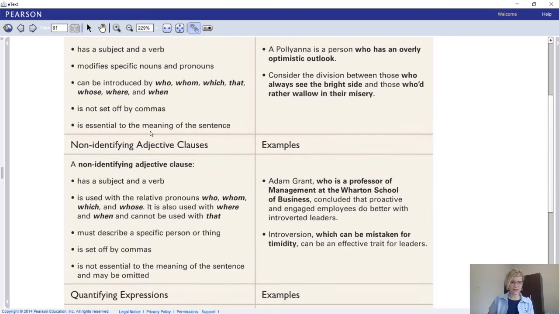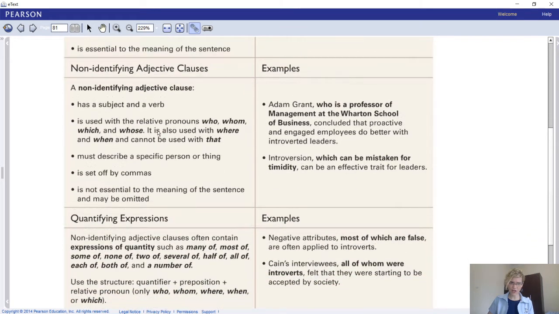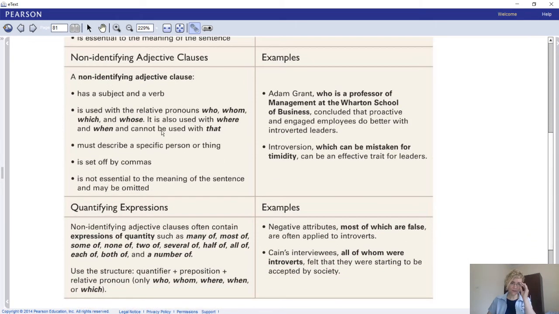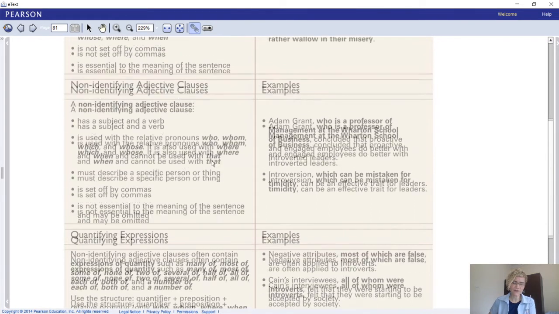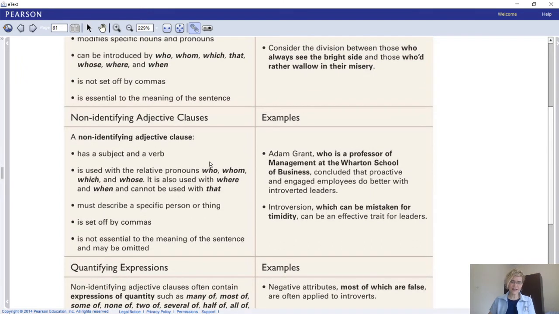Now we're looking at a non-identifying adjective clause. It also has a subject and a verb, and is used with a relative pronoun: who, whom, which, and whose. It is also used with where and when and cannot be used with that. Okay, this needs to be remembered. So basically the relative pronouns that are used for the identifying and non-identifying are the same. The only difference is that with non-identifying, you cannot use that.